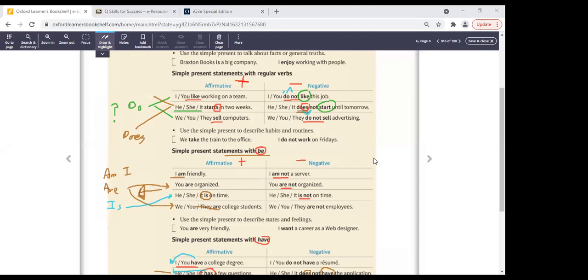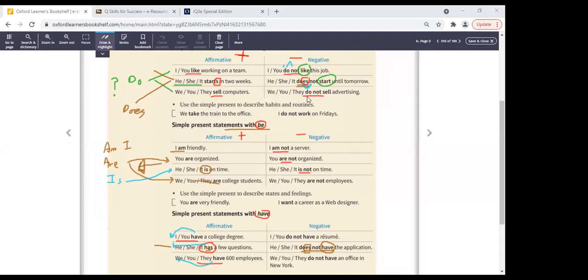Eid, are you there? Question about negative. Yeah, so negative, we say he or she or it does not start, but we can contract this. We can put them together. How can we put it together? So he does not, or we can say he does not start. Okay, we can contract. We can put the two words together. Does not, doesn't. Okay, does not becomes doesn't. Yeah, so he doesn't start.